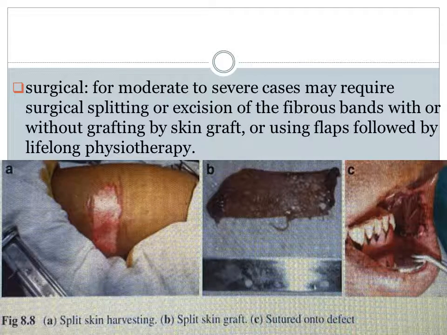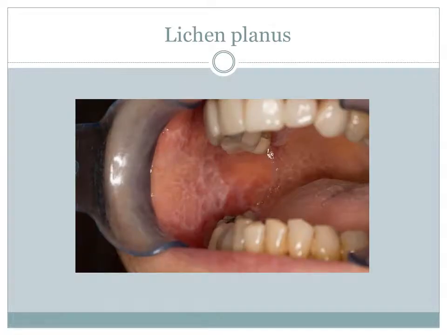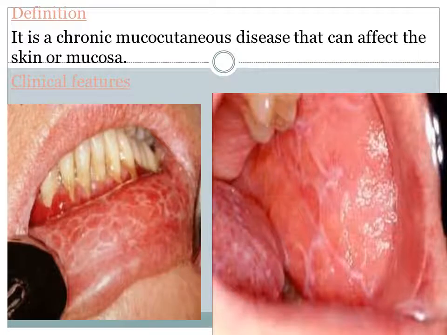Surgical treatment: moderate to severe cases may require surgical splitting or excision of the fibrous bands, with or without grafting by skin graft or using flaps, followed by lifelong physiotherapy. Lichen planus. It is a chronic mucocutaneous disease that can affect the skin or mucosa.